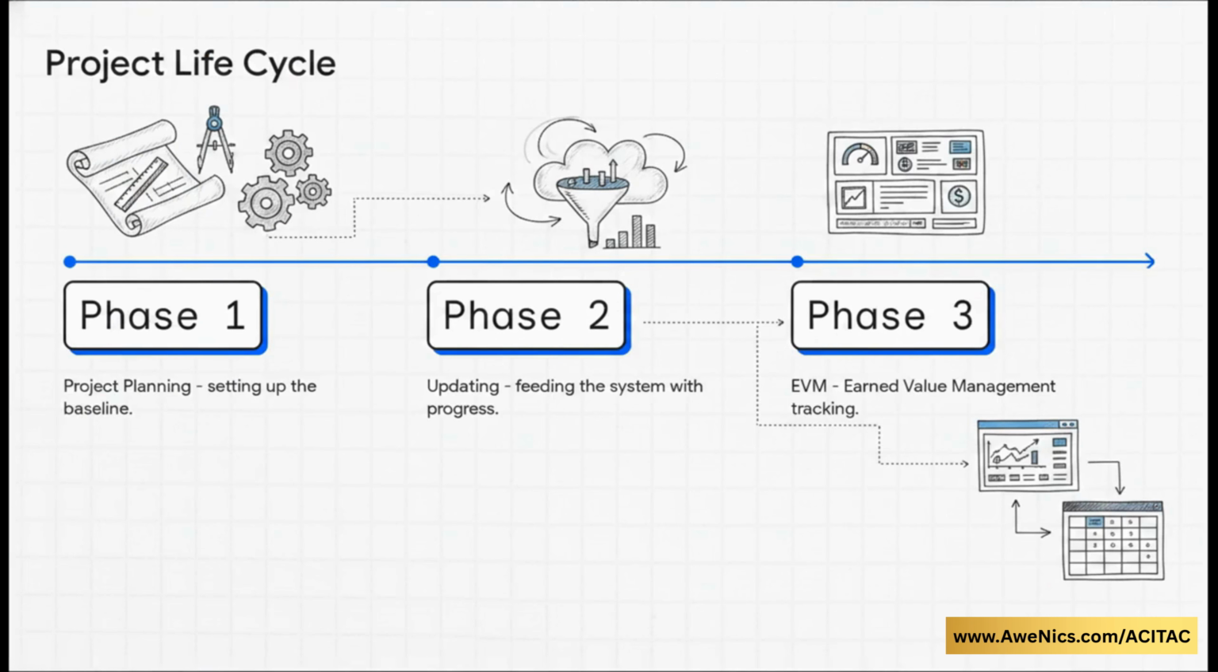So if the pivot table is the engine, well, this structured project progression is the fuel. The instructor outlines the data lifecycle in 3 core phases. Phase 1 is project planning, setting up that initial baseline. Phase 2 is updating, actually feeding the system with your real-world progress. And Phase 3 is EVM, or Earned Value Management, which essentially just measures your project's performance by comparing the work you've actually done against your original plan. Walking through these phases step by step is exactly what populates those pivot tables. And the instructor really emphasizes taking you through this entire life cycle without causing any confusion. It is just a clean, logical flow of data.